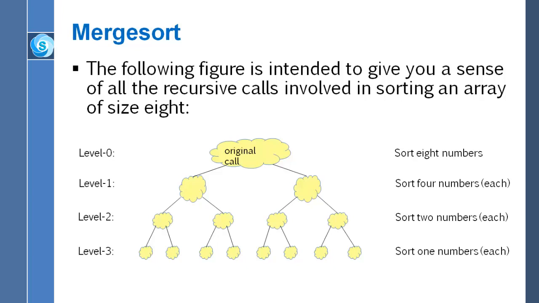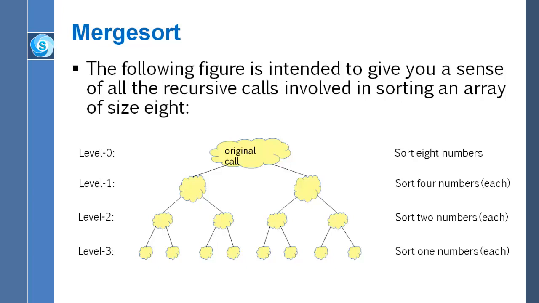Each of those problems, as I said, in turn gets divided into 2 subproblems. And each of those subproblems is really just a question of sorting subarrays consisting of only 2 numbers. Okay, so that's level 2.